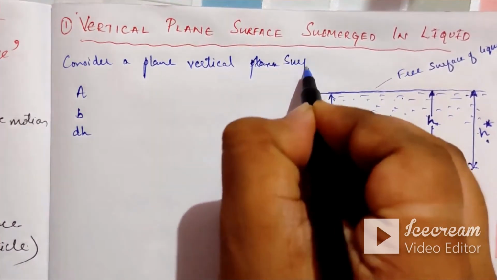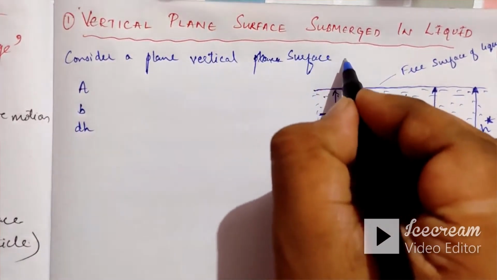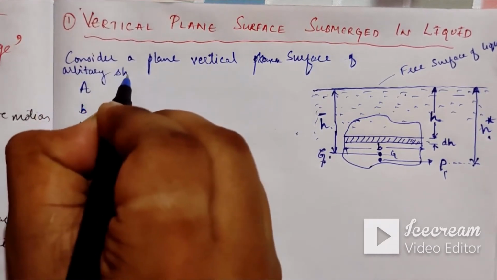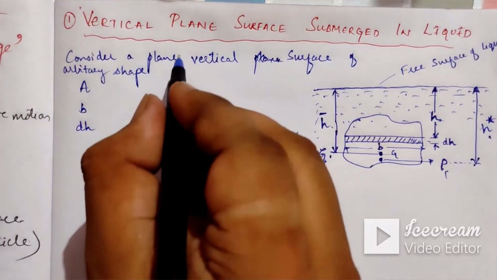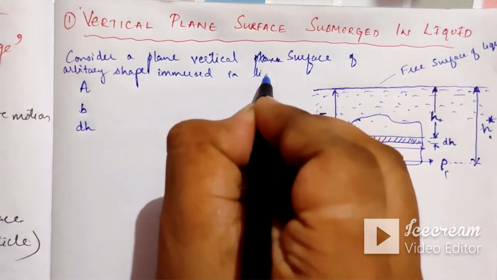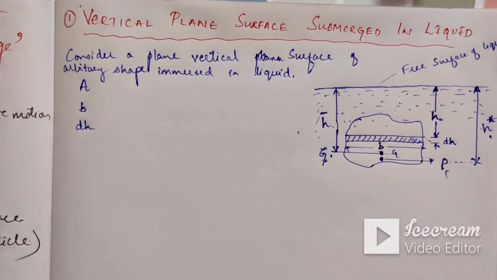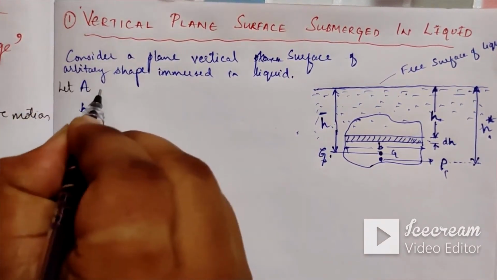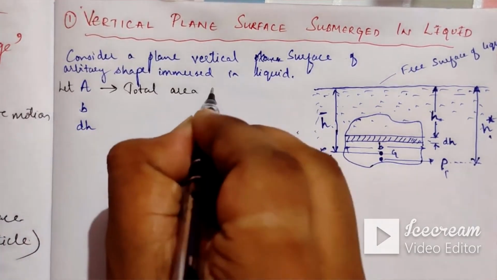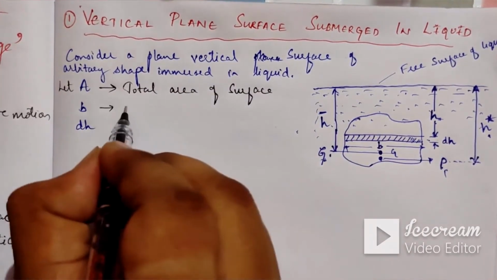It's not plane, it's surface. Plane surface. So consider a plane vertical surface of arbitrary shape immersed in liquid which is at rest. It's understood. Fine. Now let A be the total area of the surface.